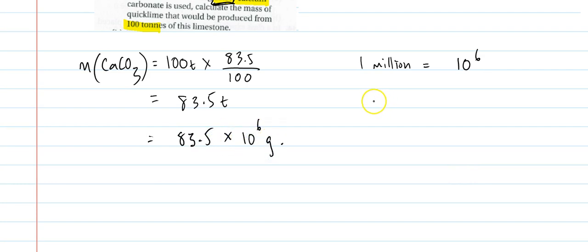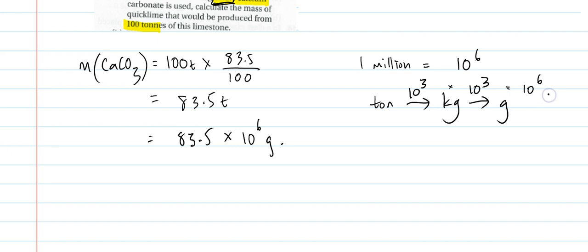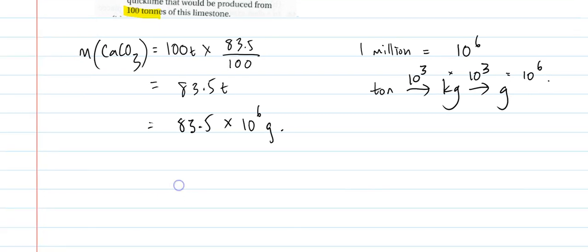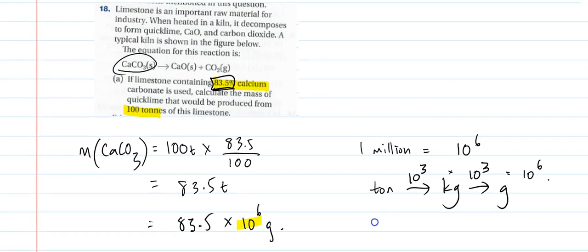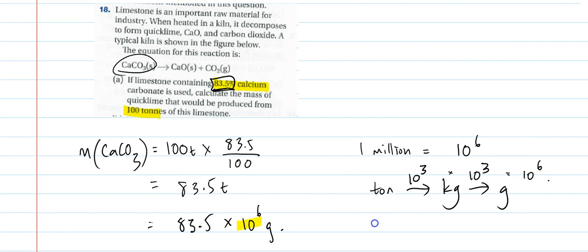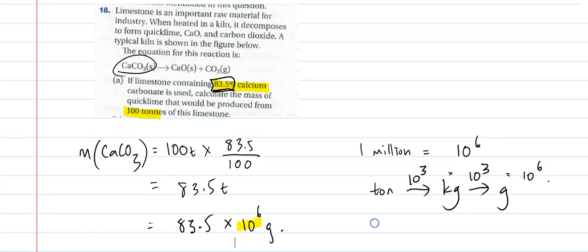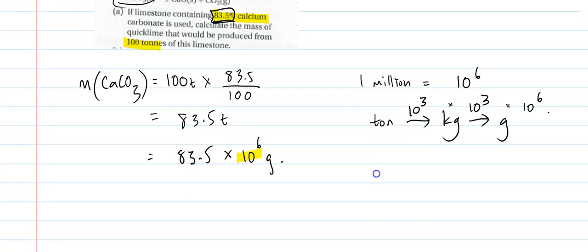So remember, going from a ton to kg this is 10 to the 3, and to grams 10 to the 3. You multiply 10 to the 3 with 10 to the 3, you get 10 to the 6. So those two different unit changes get us this 10 to the 6 multiplier. So we've got a mass of calcium carbonate. It is huge. We want to work out the mass of quicklime. So quicklime is CaO that's produced.